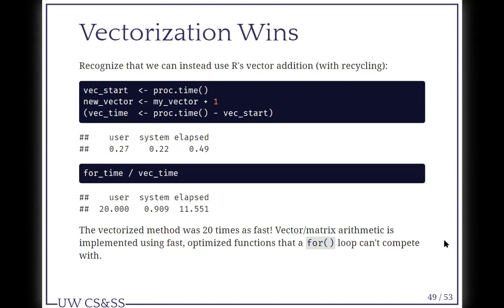Vector and matrix arithmetic is implemented using very fast underlying code that makes R run. So it can typically do those kinds of recycling and repetition way faster than a for loop could. Optimized functions like that are so much faster than for loops. It's kind of nutty.